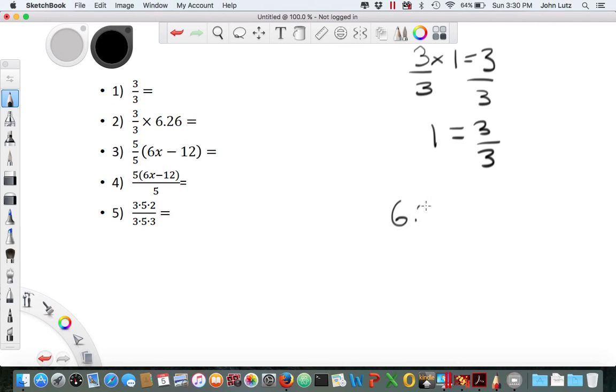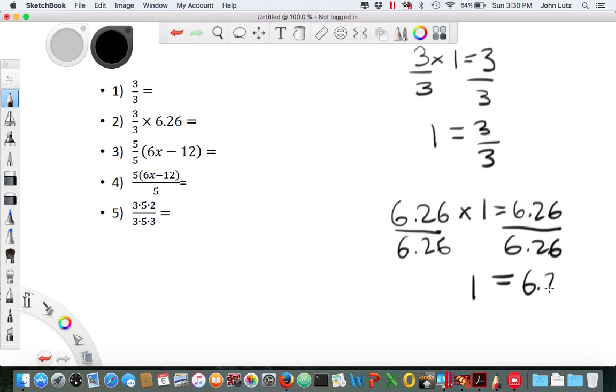Okay? So 6.26 times 1 equals 6.26. Using basic algebra, if we're trying to isolate 1, if we divide both sides by 6.26, we end up with this 1 equals 6.26 over 6.26 thing. And that is going to mean that anything over itself is equal to 1. 3 over 3 equals 1. Therefore, 3 over 3 times 6.26 is going to be 1 times 6.26, which is just 6.26, right? So 5 over 5 times 6x minus 12 is equal to 6x minus 12.